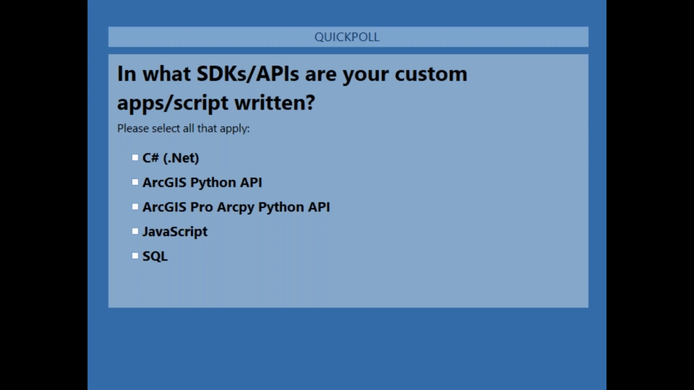Can you see the polls? I do see it, Namir. It's asking, in what SDKs or APIs are your custom apps or scripts written? Exactly. And can you see the results?